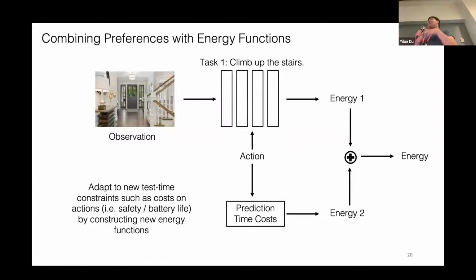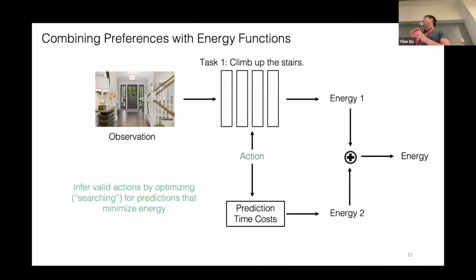What I can do with this more implicit representation of the task is I can take this energy function for the first task, and I can combine it with this energy function I construct for the second task, such as ensuring safety. And now by taking this new energy function that I get, I can simply optimize for an action that minimizes both of these energy functions. And this allows you to adapt your decisions to these new constraints.